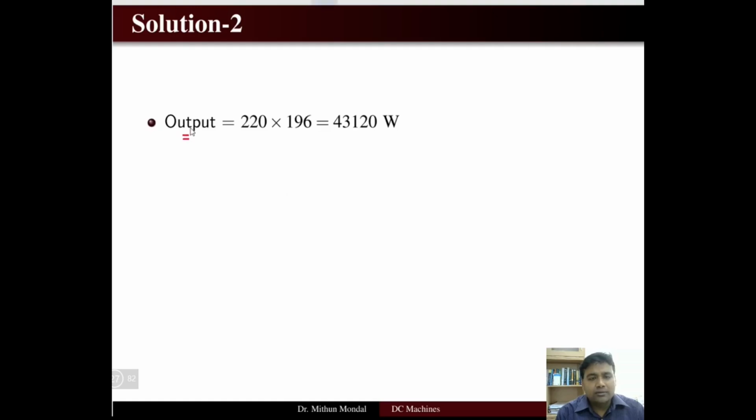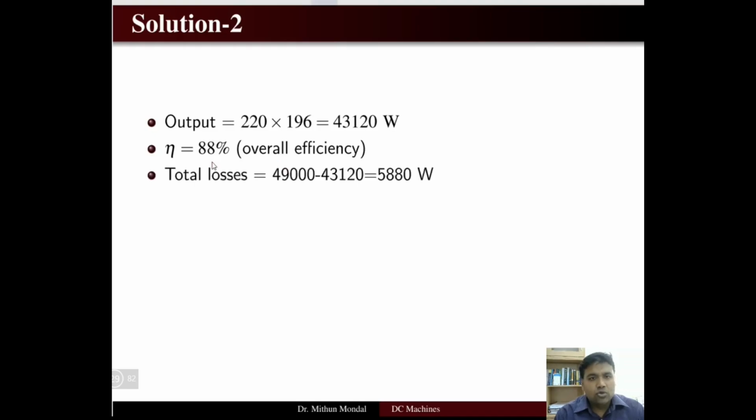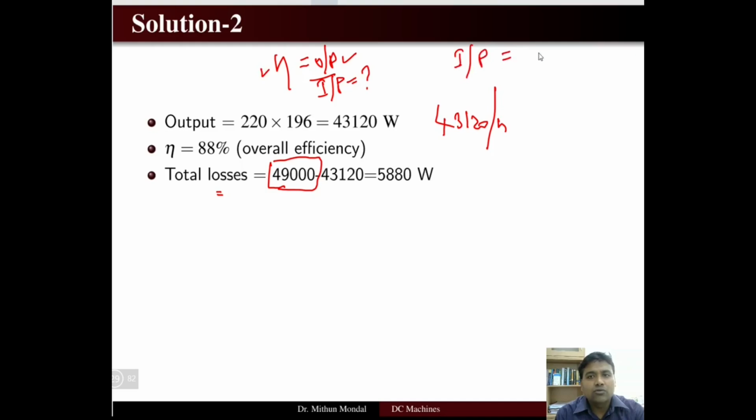So what is the output power? Output power is basically the product of the line voltage multiplied with the line current. So you will be getting 43120 watt. Then the overall efficiency is given to be 88%. Here we have not computed one thing, that is the input power. The efficiency is basically the output power by input power. So the output power is given to you and the efficiency is given to you, so the input you can determine. Input is equal to 43120 divided by 88%. If you do that, you will be getting 49 kilowatt as the input power.